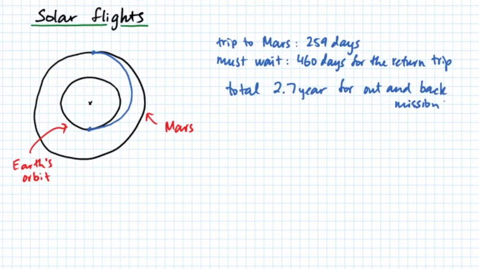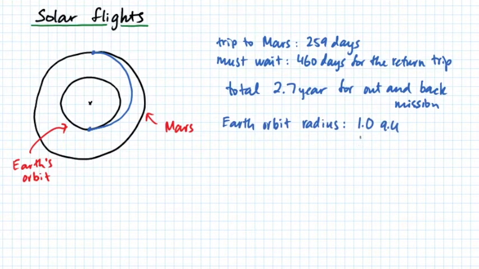Incidentally, the radius of the Earth orbit around the Sun defines astronomic unit, which is about 150 million kilometers. Mars orbit radius is about 1.5 astronomical units.